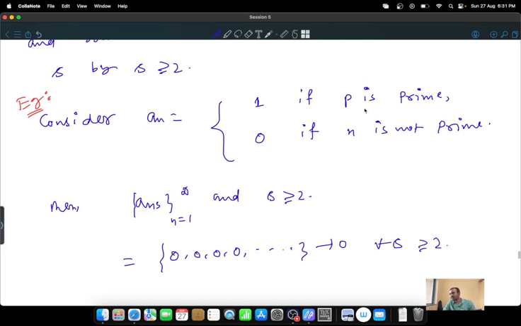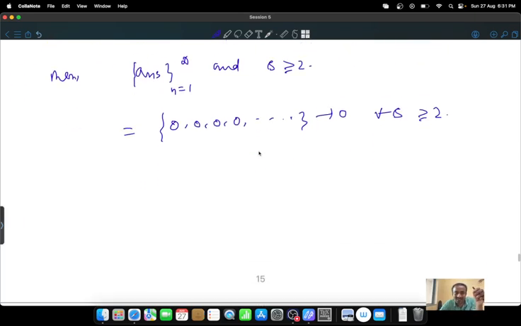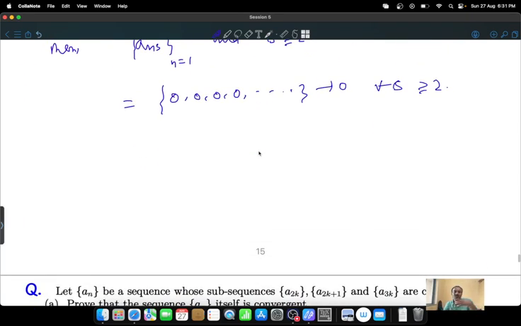But if you look at the subsequence p_n, you know that there are infinitely many primes. If the number of primes were finite, then you would not be able to construct such a subsequence, because for that you need infinitely many terms. So here that is the very application of the infinite number of primes.